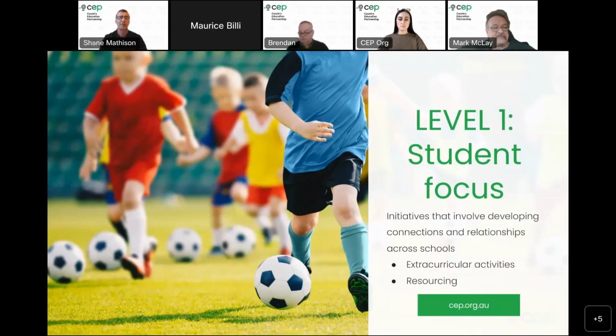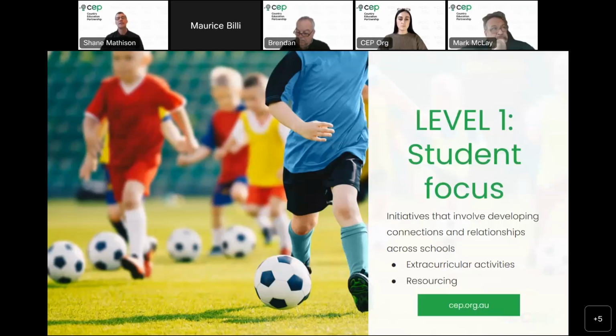It might be schools sharing resources. A school might have a set of STEM robotics or something like that that other schools don't have, and it's being able to share that and then open up those opportunities for all students. So it's got a real strong student focus. And although the direct result of that is a positive outcome for students, there's a lot of other positives that come out of that level of work.